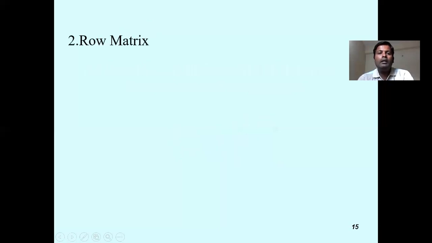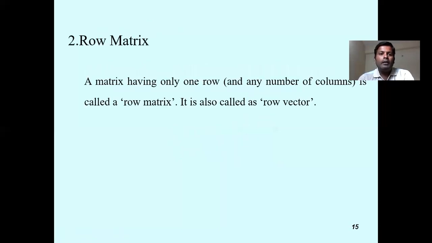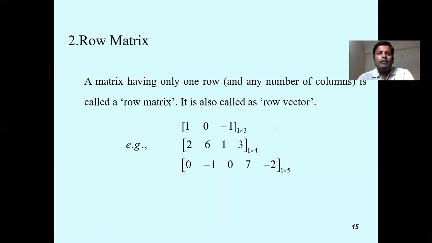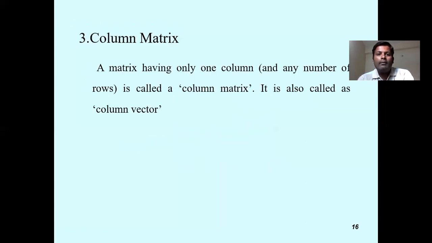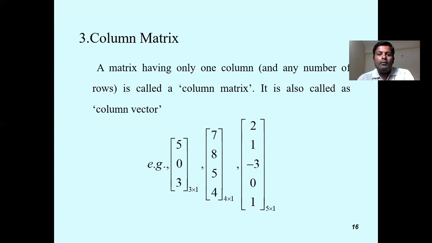Now we go to the row matrix. A matrix having only one row is called a row matrix. We observe the example 1, 0, minus 1. The next one, column matrix. A matrix having only one column is called a column matrix. You observe the example 5, 0, 3, 7, 8, 5, 4, 2, 1, minus 3, 0, 1.